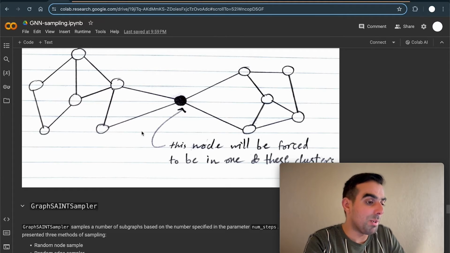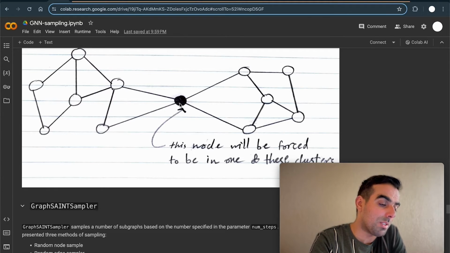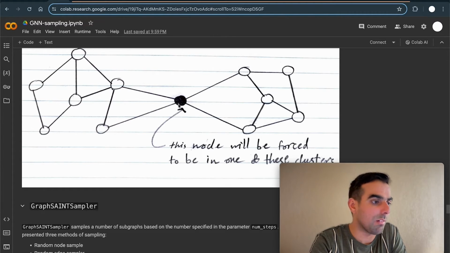I didn't run an experiment, but I'm not sure if this happens a lot in the graph. What are the consequences? I'm not sure. But this situation might happen in ClusterGCN.